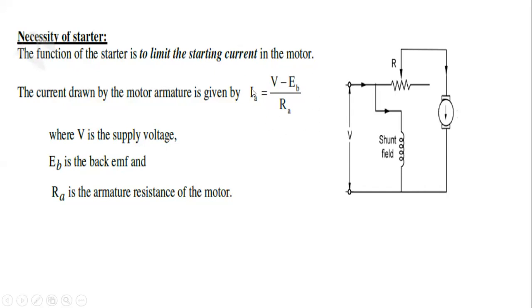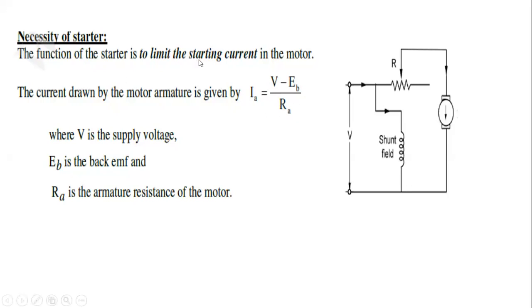This is the equation for the relation between the armature current and the armature resistance. This formula is obtained from the voltage equation of a DC shunt motor. While observing this formula, the armature current is inversely proportional to the armature resistance. When we increase the armature resistance, the current flowing through the armature is automatically reduced. It is inversely proportional.